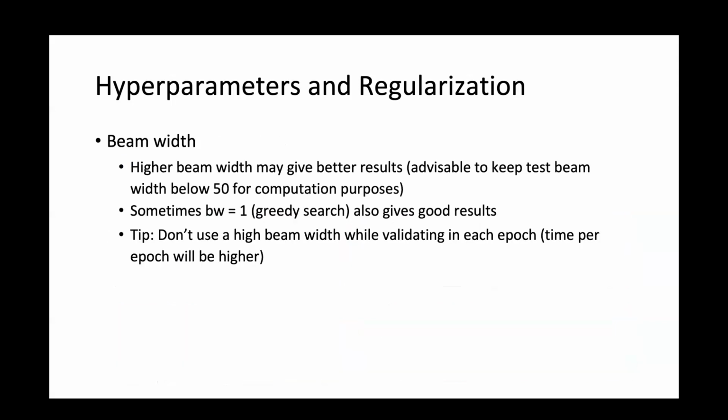For beam width, you can use a higher beam width during testing, but it is suggested to keep it below 50, because a higher beam width takes a lot of computation. Sometimes even a beam width of 1, which is basically a greedy search, can give you good results. It is not suggested to use a high beam width while validating, because again you'll be using a lot of compute and might be wasting time during validation.